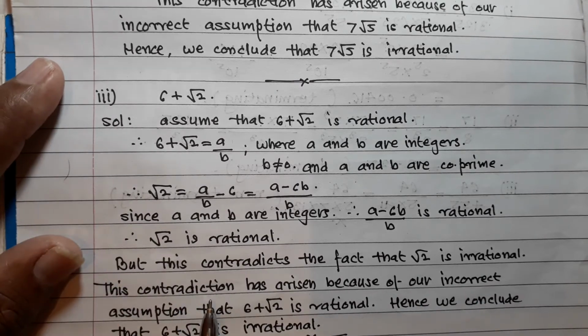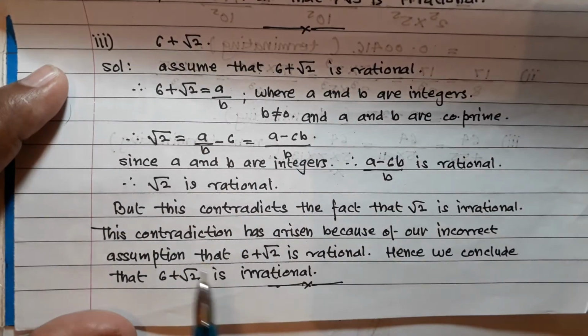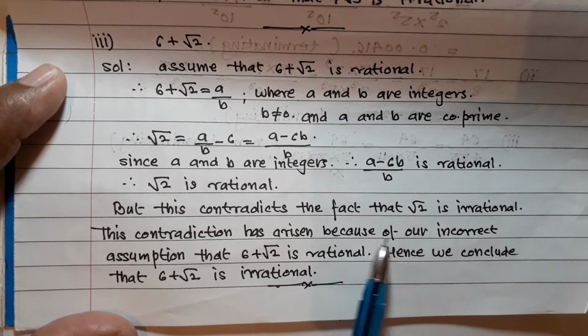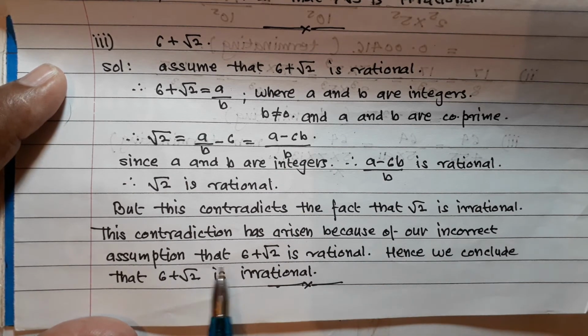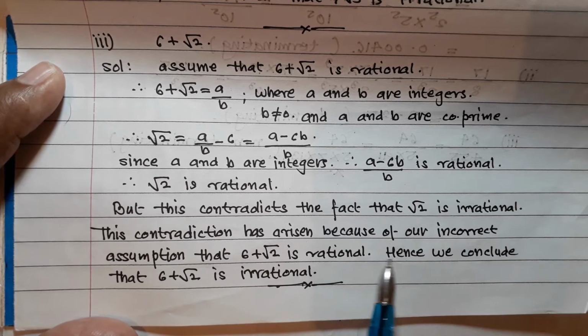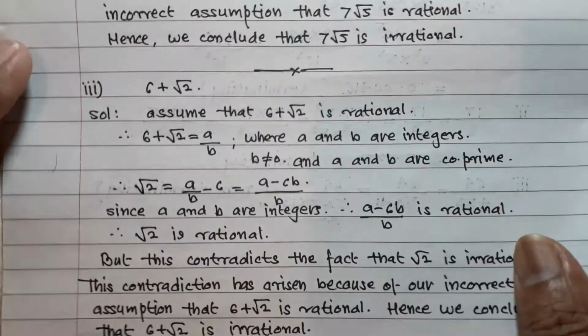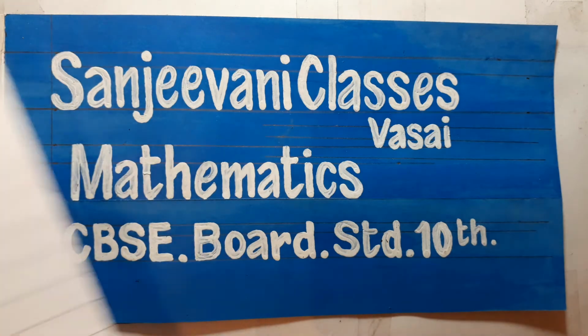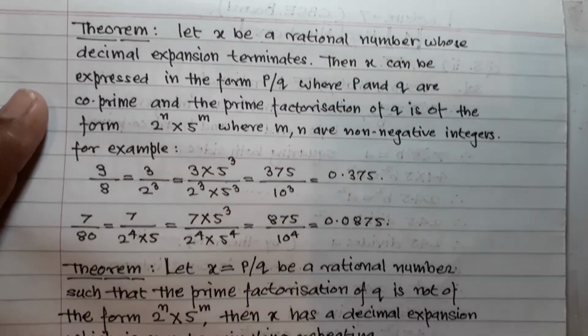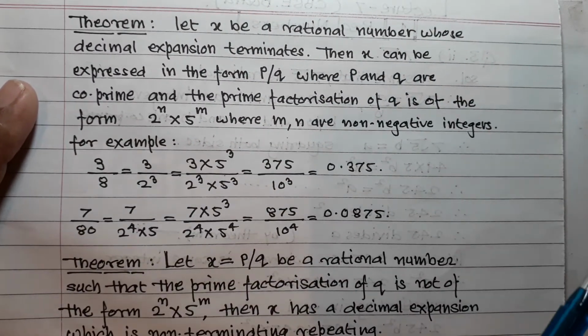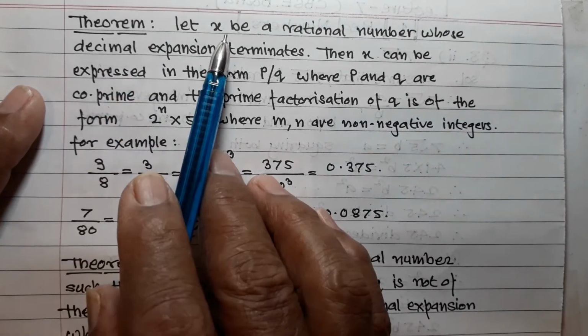This contradiction has arisen because of our incorrect assumption that 6 plus root 2 is rational, and hence we conclude that 6 plus root 2 is irrational. Okay, so this is the indirect method. Try to understand this method because it is slightly complicated. Then I will explain some theorems.